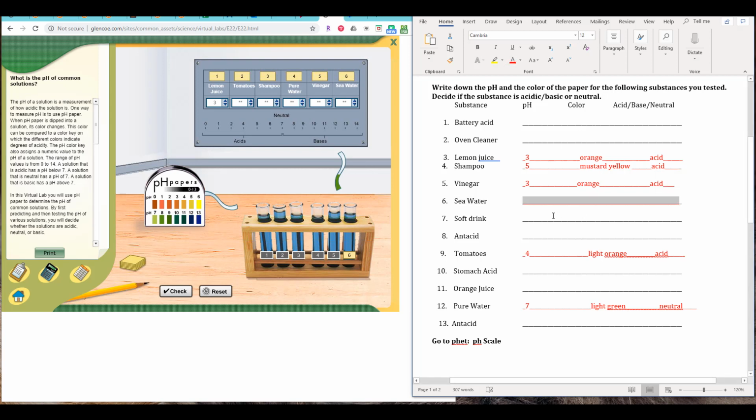Now, remember, you guys are going to do all of these. I'm not doing all of them. I'm just showing you what they would be. I'm going to say just regular green, not light green, not dark green. And since it's 8, it's a base. Okay, and so you guys will finish the rest of these.